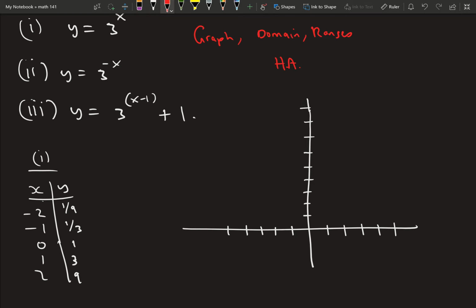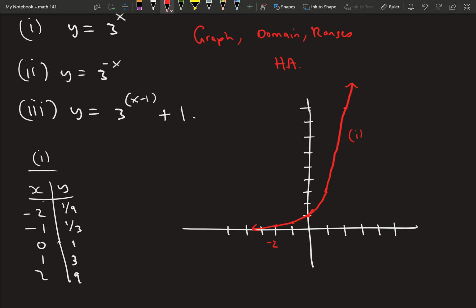Let's label these points. So -2, we're at a 9th. -1, we're at a 3rd. 0, we're at 1. 1, we're at 3. 2, we're way up here at 9. So this one grows even faster than the 2 to the x functions. And so we end up with this kind of graph. Okay, so this is the graph for 1.